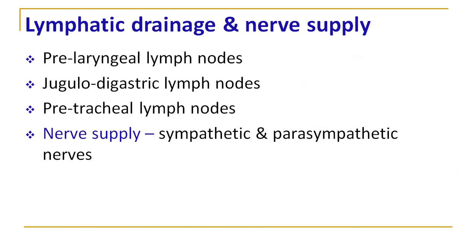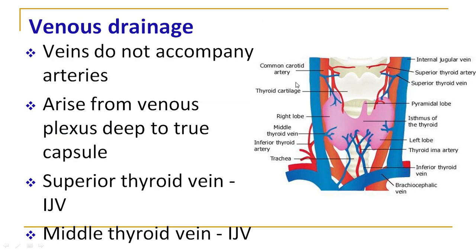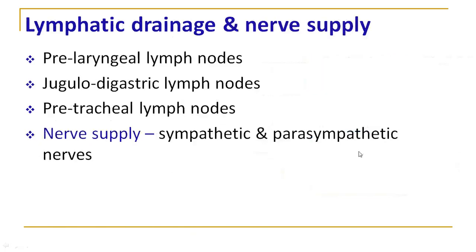To summarize, superior thyroid vein, middle thyroid vein, inferior thyroid vein. Superior and middle thyroid vein drains into the corresponding internal jugular vein, whereas inferior thyroid vein ends up in the corresponding brachiocephalic vein. It is far away from the inferior thyroid artery.